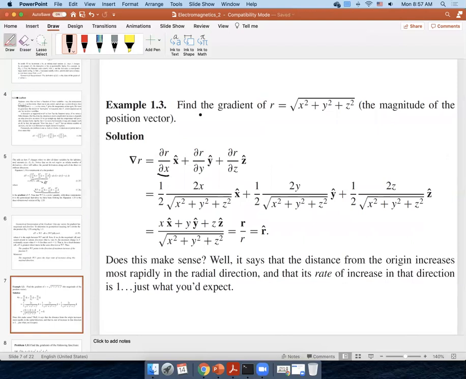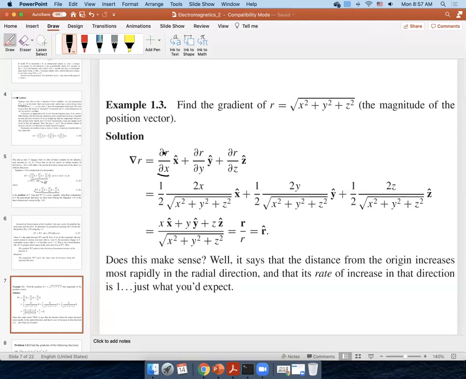Now, after we learn what the gradient is, let's do some real calculations. One example: find the gradient of r. r is the square root of x squared plus y squared plus z squared, which is the magnitude of the position vector. This is an example from the textbook. Now let's see how to solve it. The gradient, which means del r, means partial r partial x in the x direction, plus partial r partial y in the y direction, plus partial r partial z in the z direction.